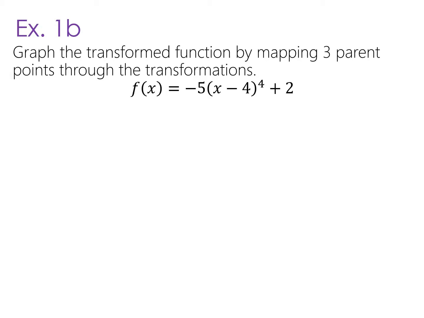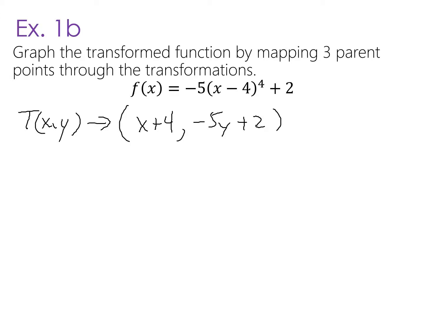Our next example, 1b, we're going to take that exact same equation and we are going to graph the transformed function by mapping 3 parent points through the transformations. So identify that it is a quartic, and our parent points. First thing, we want to do our transformation notation. So our T of x, y. So we are going to have x plus 4, negative 5y plus 2.